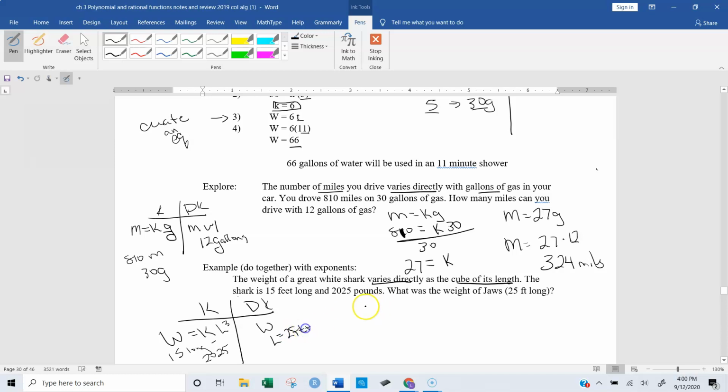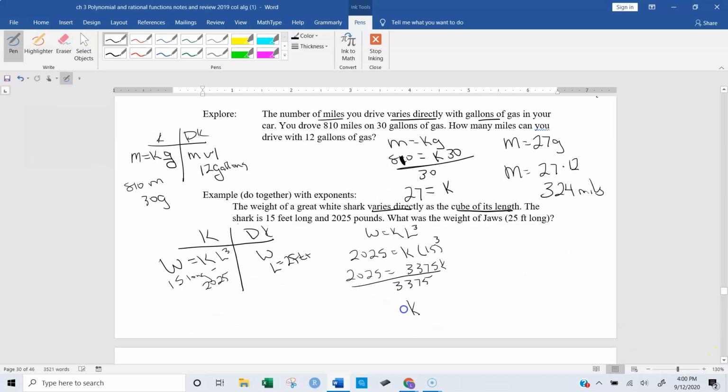Okay, let's start with our problem. So I know W equals K times the length cubed. I know my weight is 2,025. I've got to find how it varies. And the 15 cubed. All right, good so far? So let's type that in. 2025 equals K times 15 cubed, which is 3,375. Okay, divide by 3,375. I need some more room here.